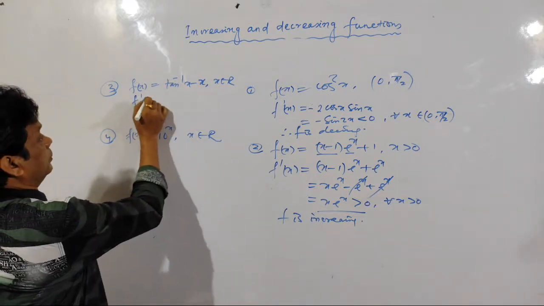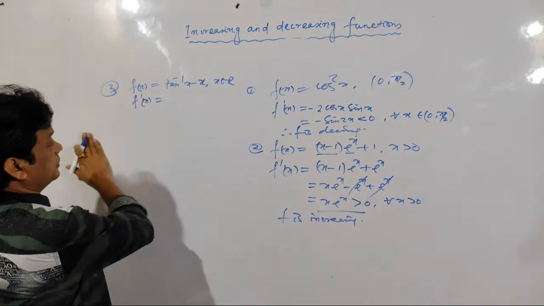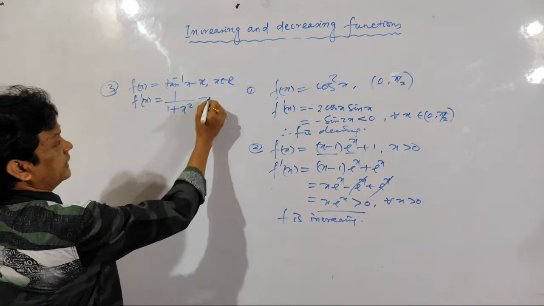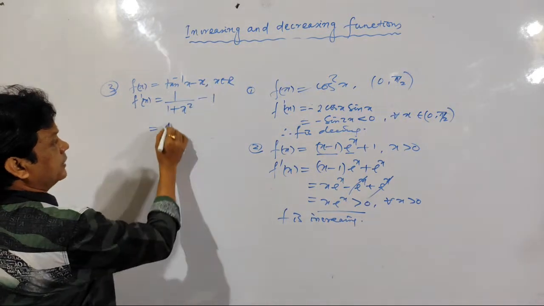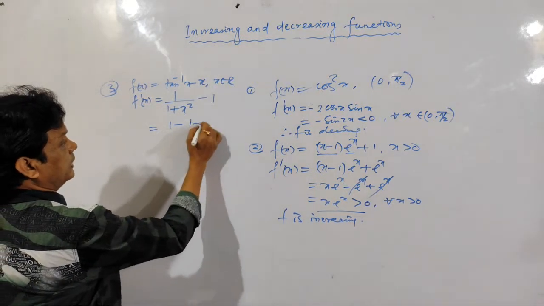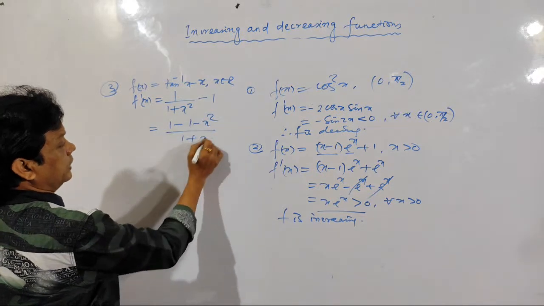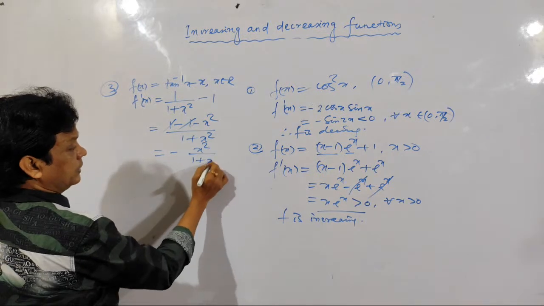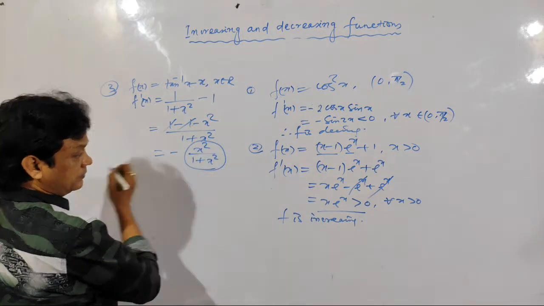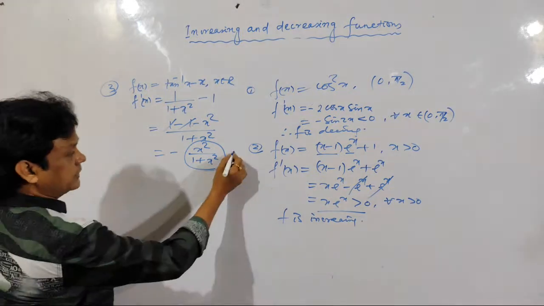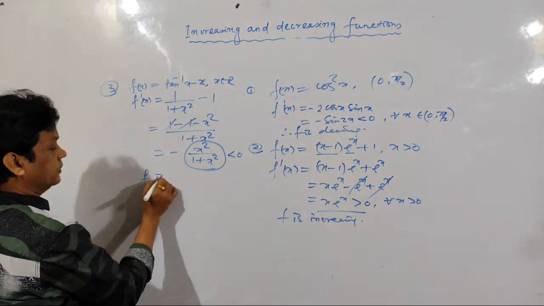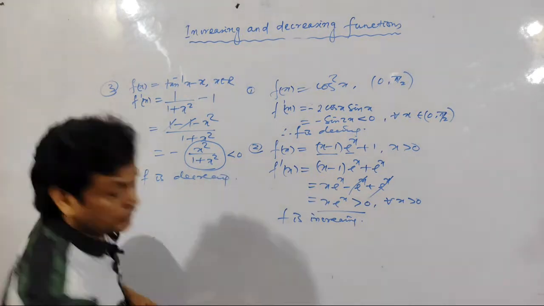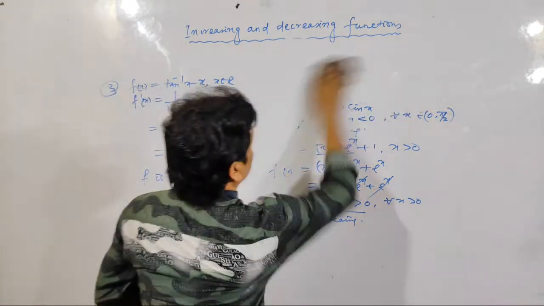F dash x equal to derivative of tan inverse x, that means 1 by 1 plus x square, minus derivative of x, which is 1. So take the LCM: 1 minus 1 minus x square divided by 1 plus x square. So minus 1 plus 1 cancel out, leaving minus x square by 1 plus x square, and this quantity is positive and minus sign is there, so it is less than 0. So f is decreasing. Clear? Now the fourth question.